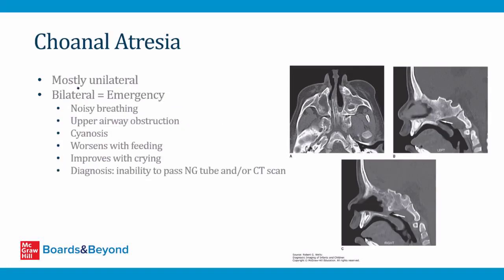Choanal atresia is mostly unilateral, but if it's bilateral, that can be an emergency because the openings of both nasal passageways will be blocked. When this happens, a baby will develop noisy breathing and upper airway obstruction signs. There can be cyanosis. It often worsens with feedings because during feedings, the baby can't breathe through the mouth and has to breathe through the nose. It's classically improved with crying, and that's because during crying, there's more breathing through the mouth for the baby. And the diagnosis can be made by imaging. Also, there's inability to pass an NG tube when you try to insert it through the nose down into the stomach.